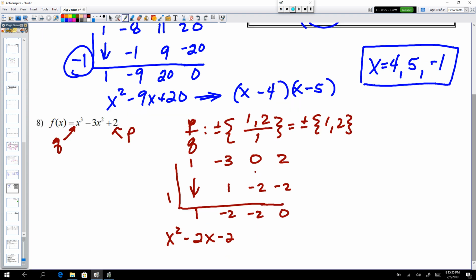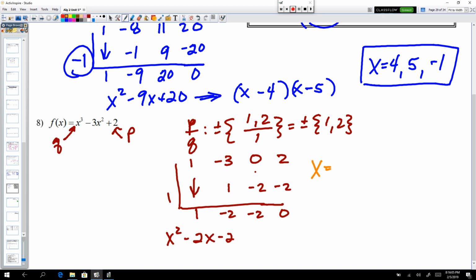Now we certainly would love it if this was factorable, because then we could factor it and set those factors equal to 0. X squared minus 2x minus 2. What multiplies to -2 and adds to -2? Hopefully you've thought about this long enough to realize nothing adds to -2 and multiplies to -2. So this is not factorable, so we will have to do the quadratic formula. Go ahead and renew what the quadratic formula is in your head.